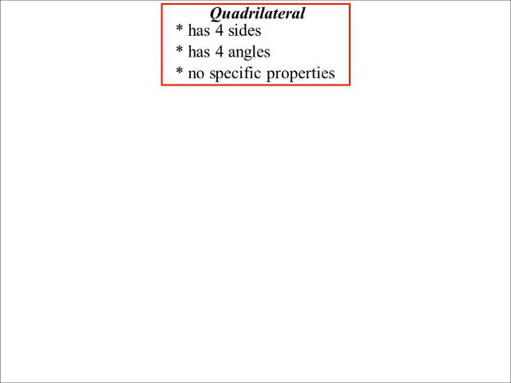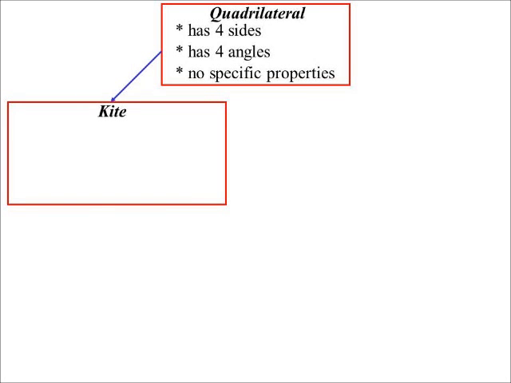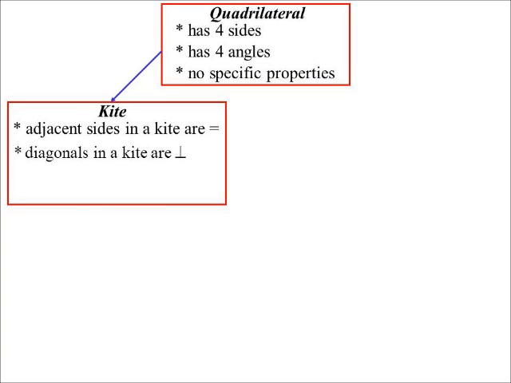And over here we've got the kite. And what do we know about the kite? The kite is where we define it to be we have pairs of adjacent sides being equal. So the adjacent sides are equal. The other thing we know, as a consequence of that, we end up with the diagonals in the kite being perpendicular.